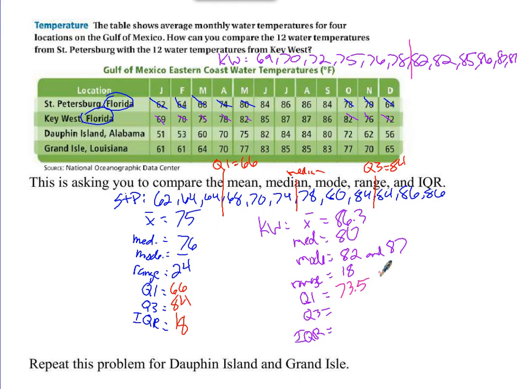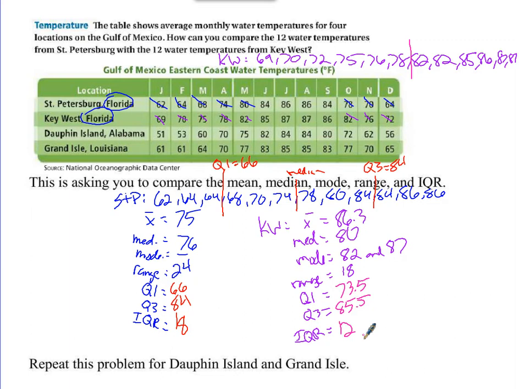And for Q3, we are directly between 85 and 86. The number that's directly in the middle of those two numbers is 85.5. Yep, you're just doing the median of the first half and then the median of the second half for your quartiles. Now for the interquartile range, exactly 12.